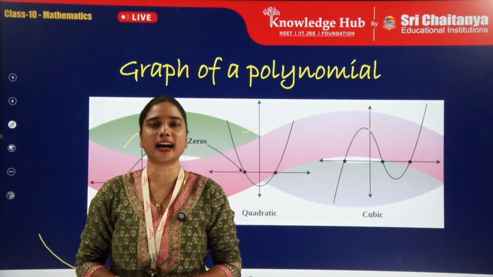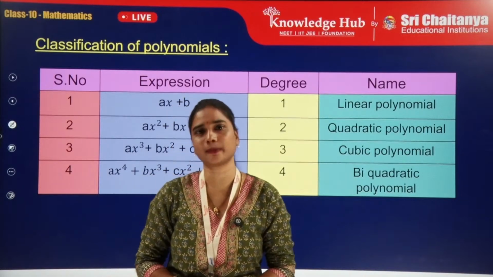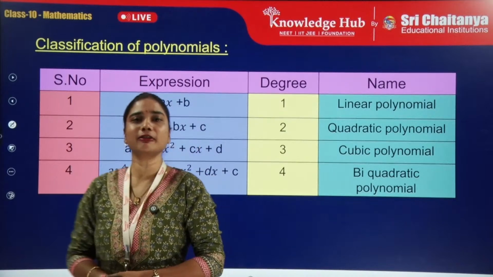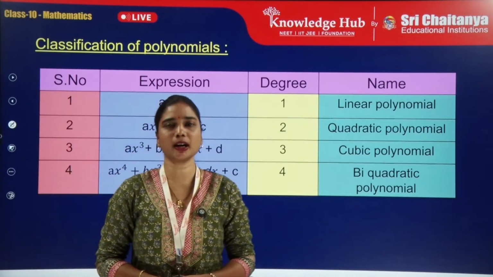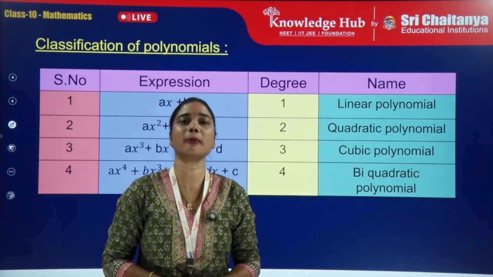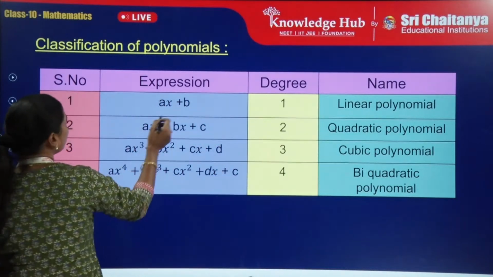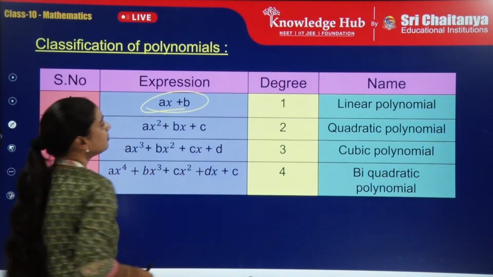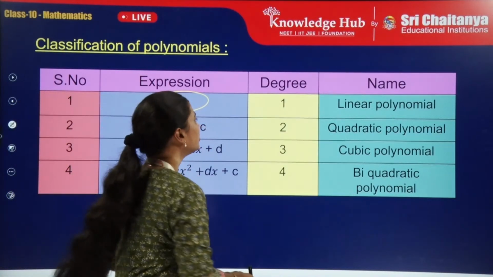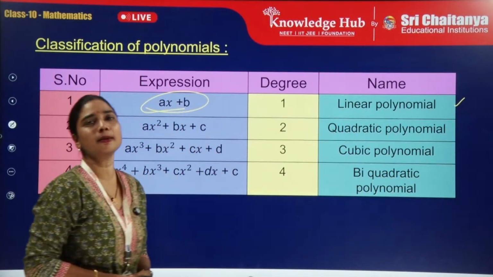Before learning that, just recall what we have learned in our previous classes. First let's recall the types of polynomial. How do we define the type, or name, of a polynomial? The naming of a polynomial is decided by its degree. If the polynomial degree is 1, consider this ax plus b, the highest power of the variable is 1. Hence we will call that polynomial a linear polynomial.